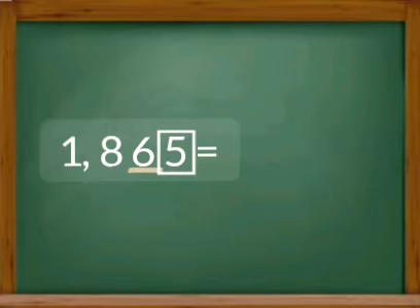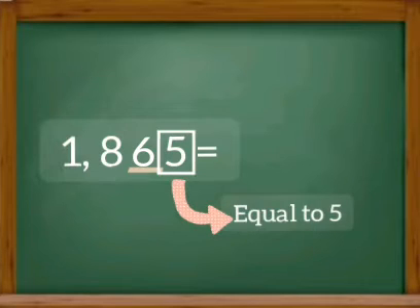So let's look at the digit in the box. Is it equal to 5, more than 5, or is it less than 5? You are right. It is equal to 5, right? So if it is equal to 5, what are we going to do? Are we going to round up or round down? Yes, we are going to round up.